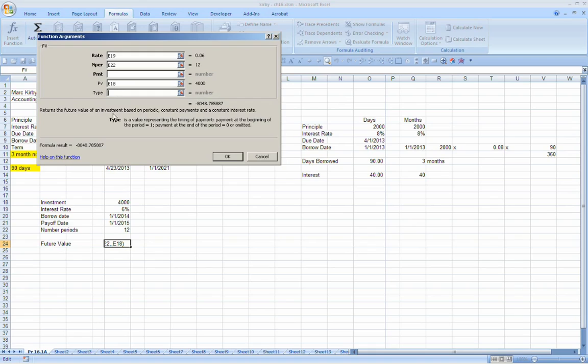Then there's something called type. And I love how it tells you what these fields mean down below. Type is a value representing the timing of the payment. Because you can make the payment either at the beginning of the month, kind of paying it before it's due, like you do with your rent, or you pay it at the end of the month. The difference there is if you pay it up front, in advance, it doesn't accrue as much interest. If you pay it at the back end, it has that extra 30 days in this particular case to accrue interest. Okay? And payment at the end of the period. I'm going to omit it for right now, okay? And I'm going to click OK.